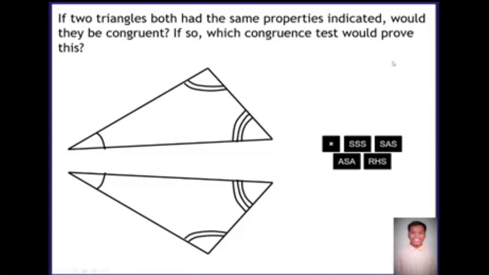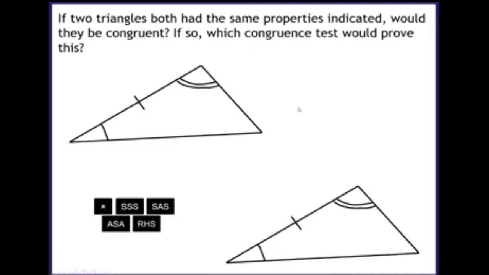Alright, number 2. If two triangles both had the same properties indicated below, will they be congruent? If so, which congruence test would prove this? You are given three pairs of congruent angles. Is there a postulate that you can use to prove that these two triangles are congruent? Can you use SSS, SAS, ASA, or RHS, or can it not be proven? Yes, you are right. You cannot prove it using the AAA. So that's why your answer here is X.